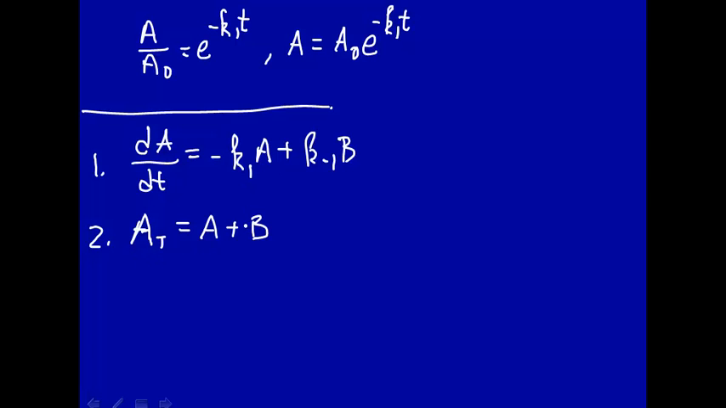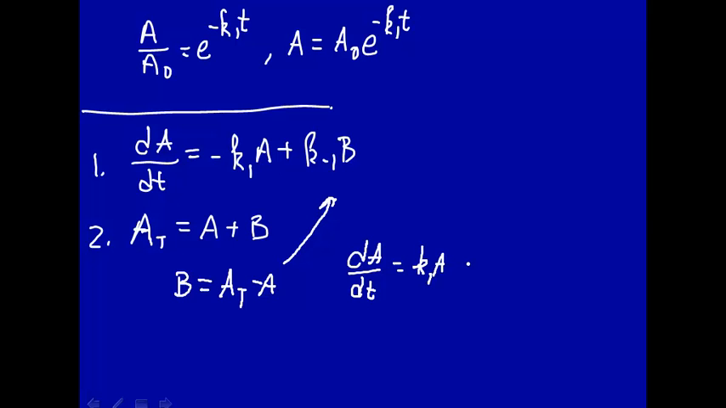Okay, so now we have two equations and two unknowns. The two unknowns are A and B, and let's solve this. Well, since B is here in dA/dt, let's get rid of B. We'll use the conservation condition. B is the total amount of A minus A, and we'll put that up into there. So we get one equation, dA/dt, that is equal to minus K1 times A, and there should be a minus sign there, minus K minus 1 times B, but B is the total amount of A minus A.